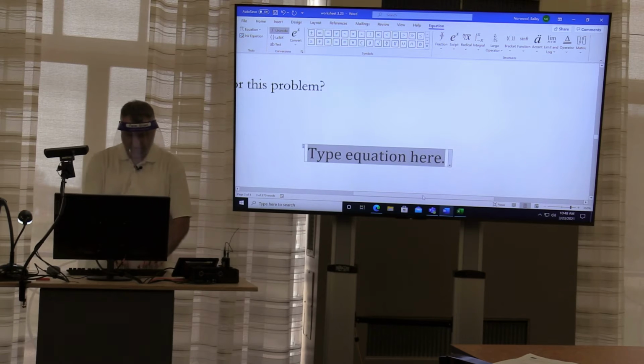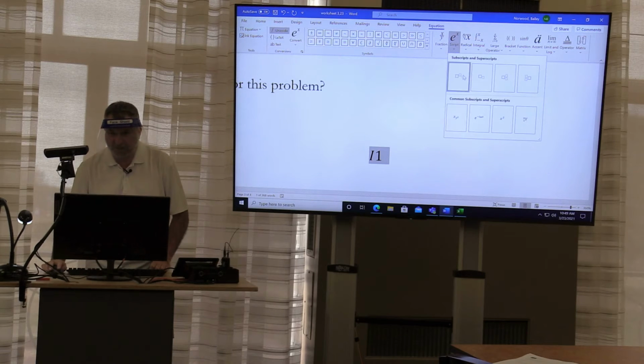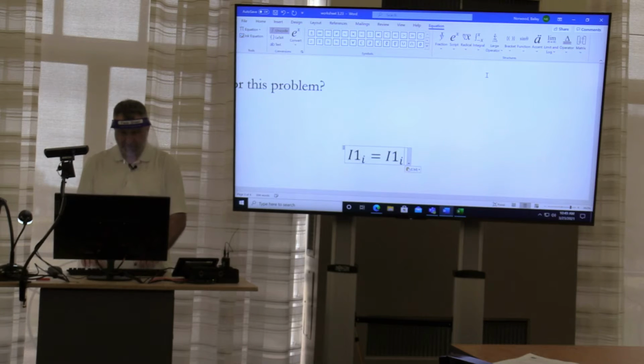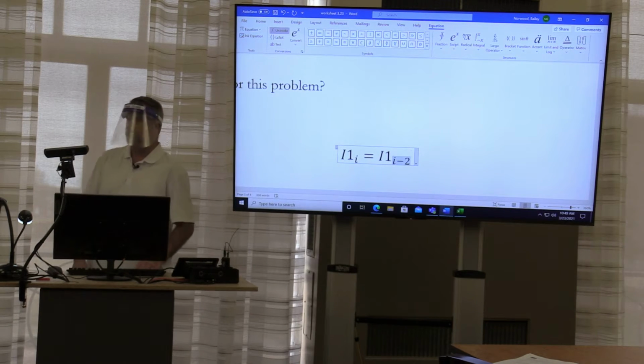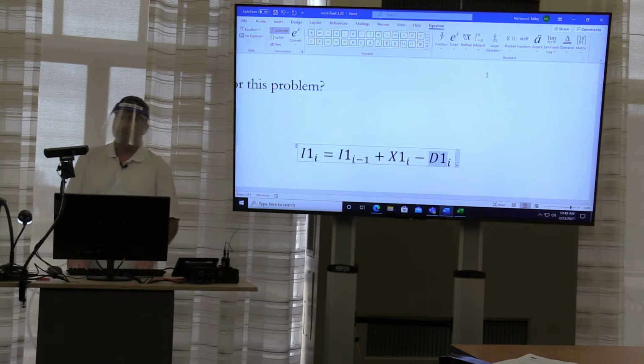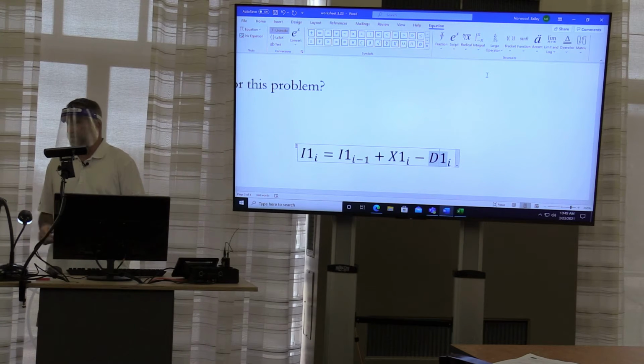So if I take good 1, I say the amount of good 1 we have at the end of the month, in any month i, is going to equal the amount that we started with, the amount in the previous month, i minus 1, plus the amount that we produce minus the amount that we sell. So ending inventory is just how much we start with plus how much we produce minus how much we sell.